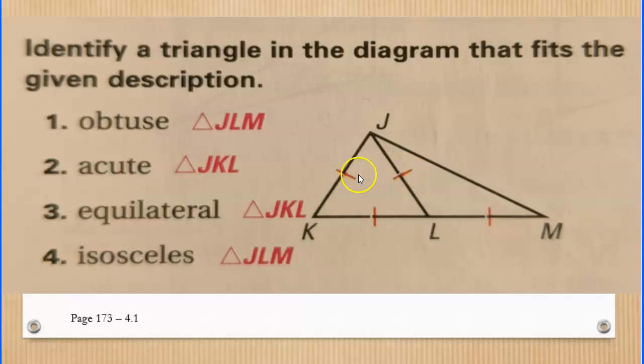They're going to all be equal because we have three congruent sides. Equilateral is also going to be JKL because of those three congruent sides. And then isosceles needs two congruent sides. Here we go. 1, 2, JLM. So again, this is problem number 1 on the test. There might be a problem or two that I've skipped on the test, so don't trust that I'm giving you the right numbers on these.